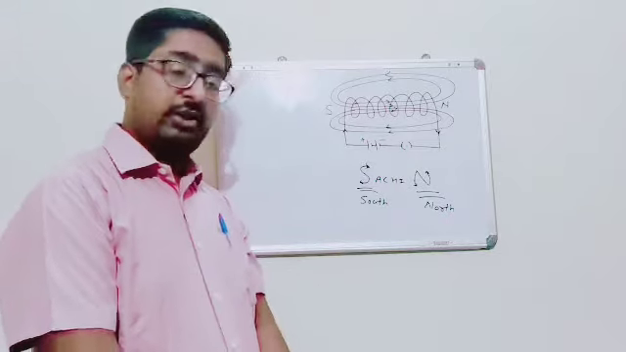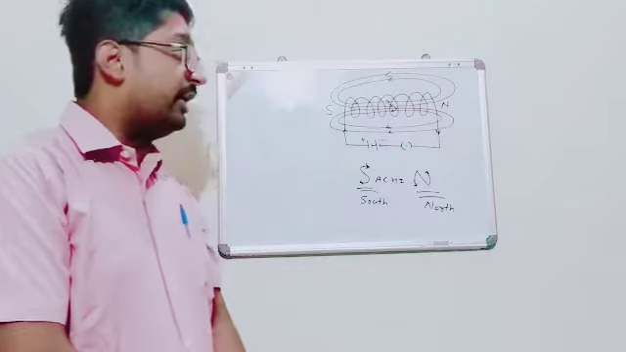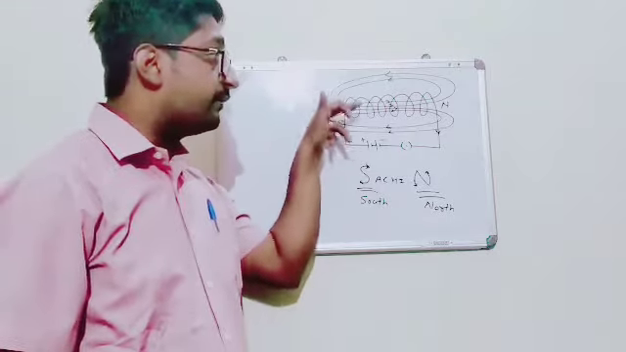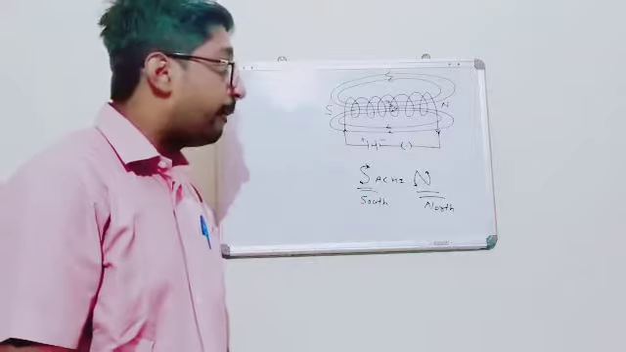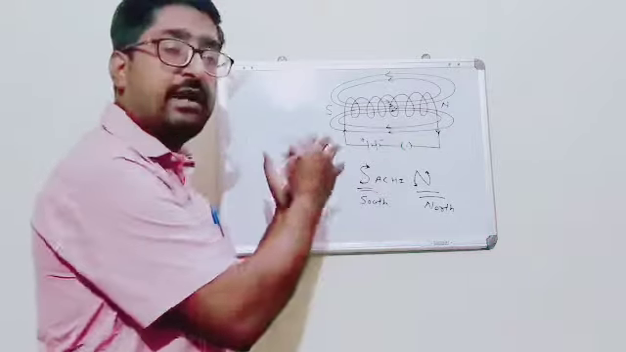So the solenoid is the combination of large number of circular turns of insulated copper wire wrapped in the form of a cylinder.